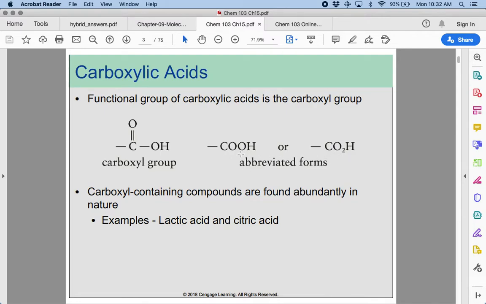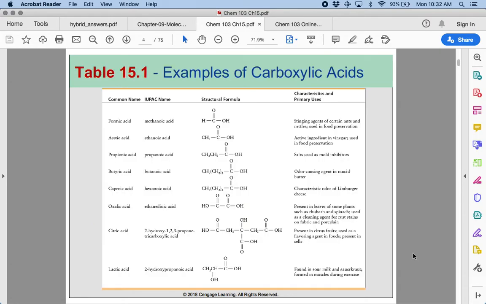Now there are two different ways you'll see this when writing the condensed formula. You'll see it as COOH, or sometimes written as CO2H. You just need to know that this is representing this structure right here. Carboxylic acids, or carboxyl group containing compounds, are found all over nature and biology, so they're very important, and we do need to understand what's going on with them.